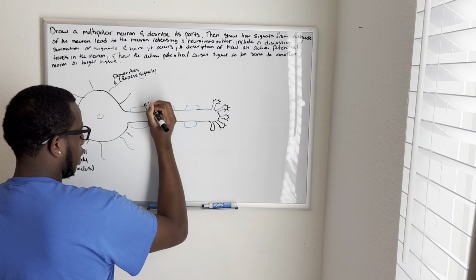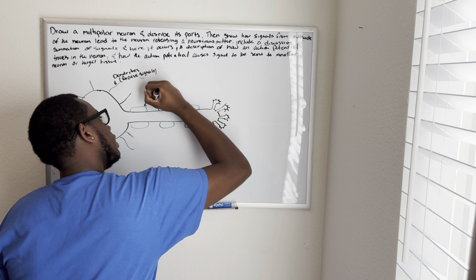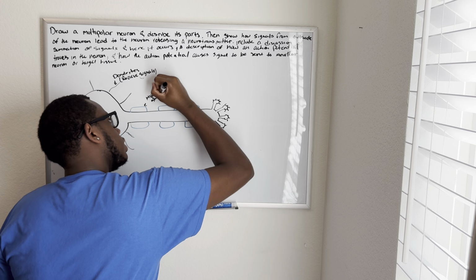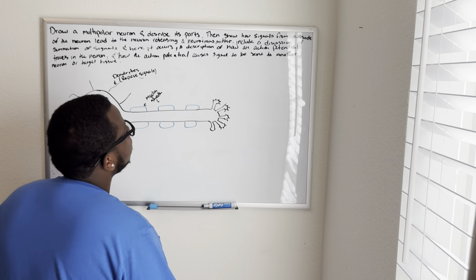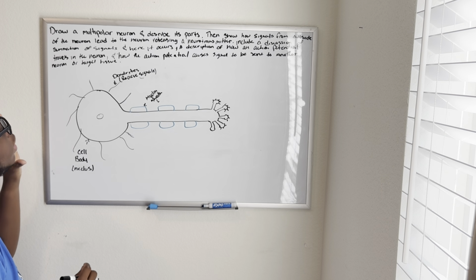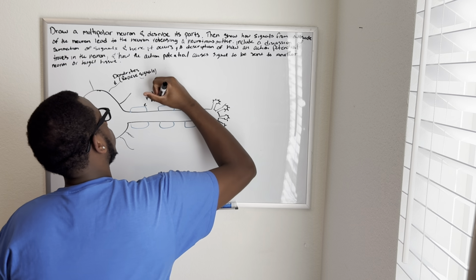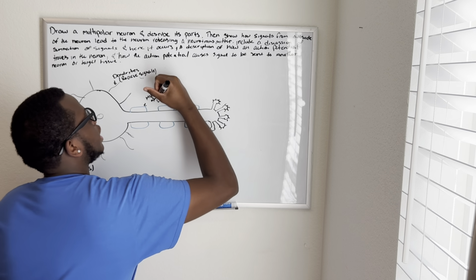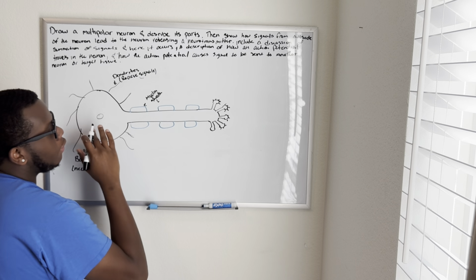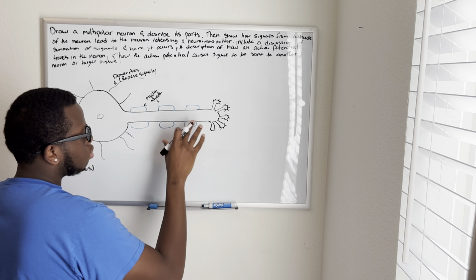This blue thing right here is called a myelin sheath, and they're not on every neuron. Only some have it, some don't, and all they do is speed up the nerve impulse throughout the cell.